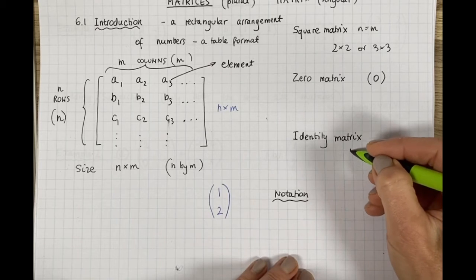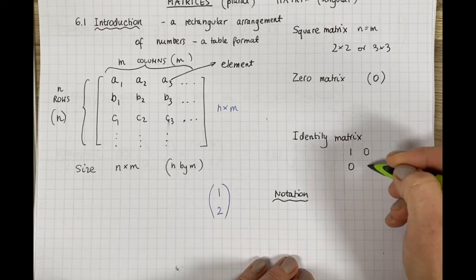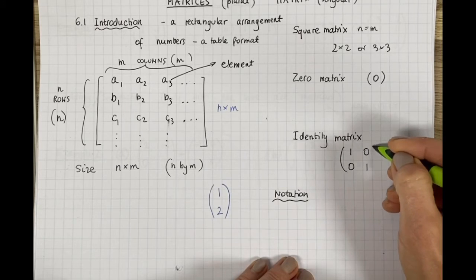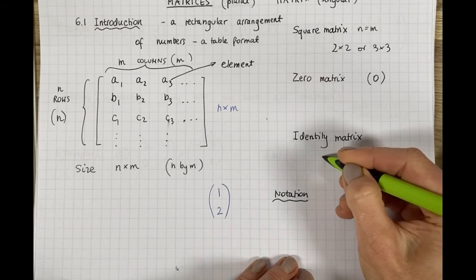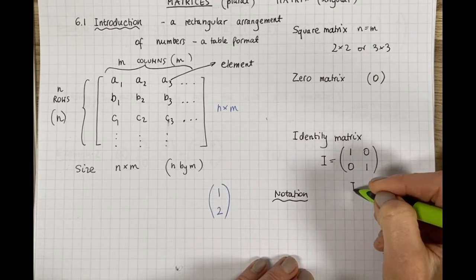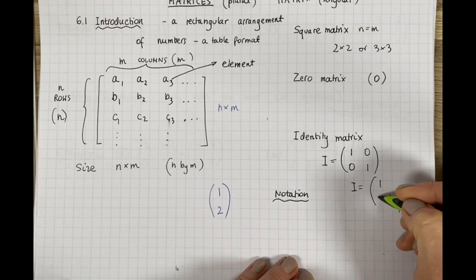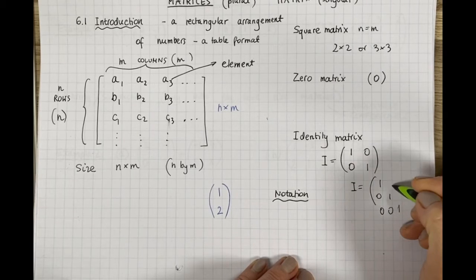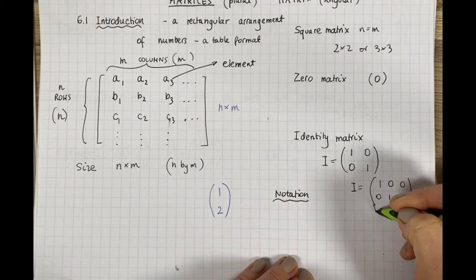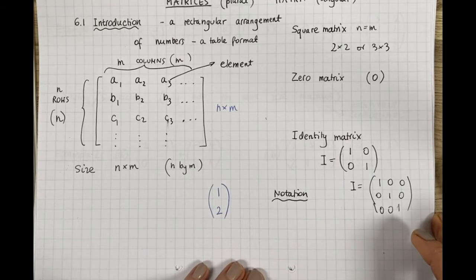But 1, and for example in a 2 by 2 matrix, so in 2 dimensions, this would be the identity matrix, so we call it I. And 3 by 3, you will have all zeros apart from the diagonal, going from the top left to the bottom right. So this is the identity matrix, a very, very important matrix.